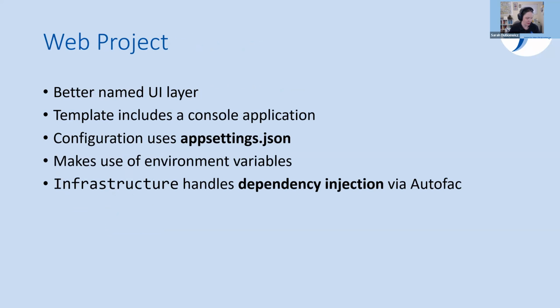And then there's the Web project. I like to think of it better as the UI layer. And that's just because it could include a console application. It could be a web application. It could be all sorts of different types of applications. It doesn't have to necessarily be web. It could be mobile, but it's your UI layer. You may see that it makes use of environment variables or appsettings.json for configuration. And then you'll see throughout all the projects, we use dependency injection using Autofac.